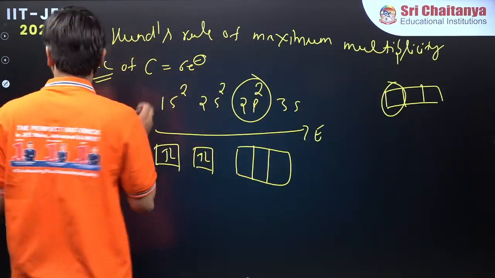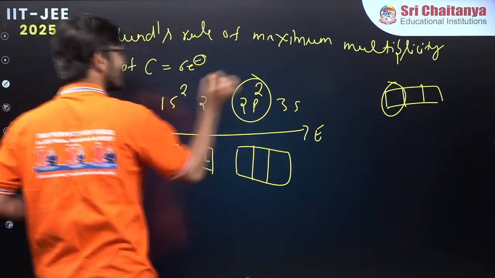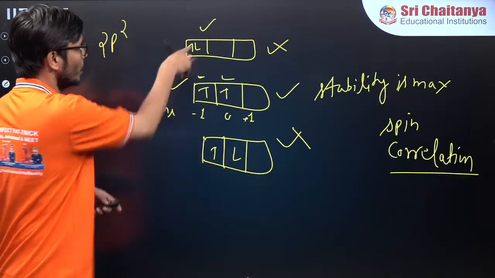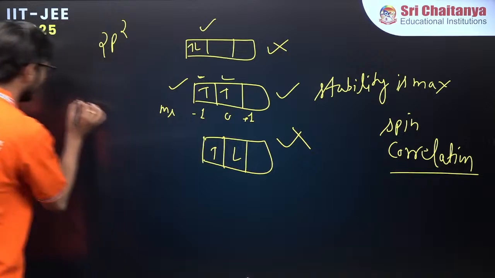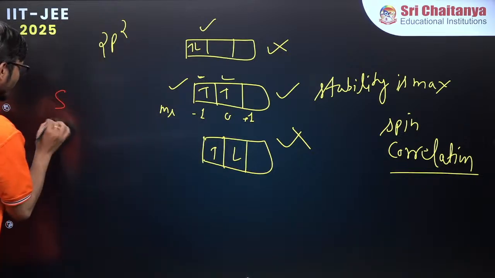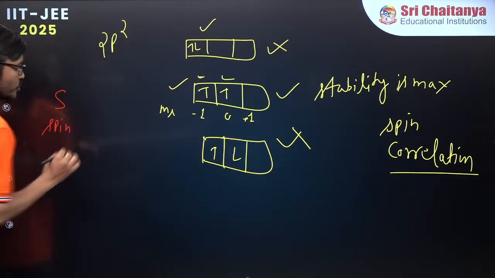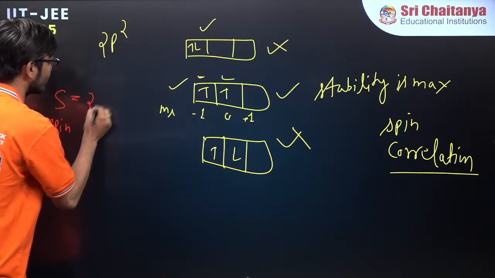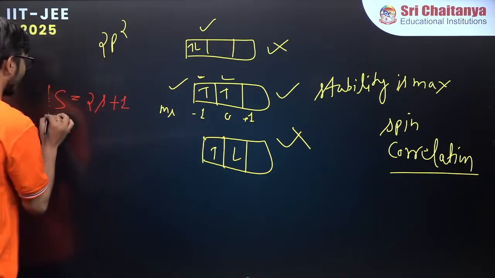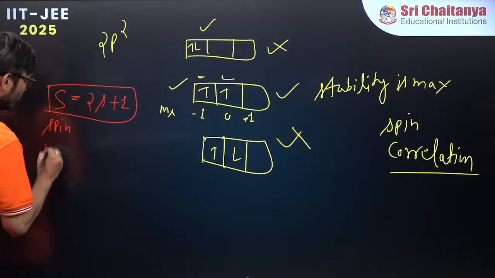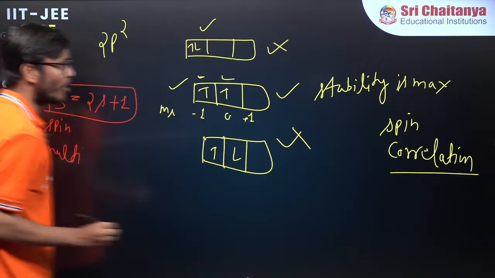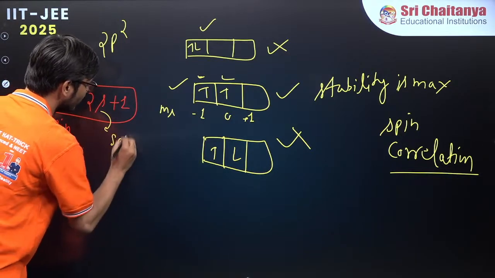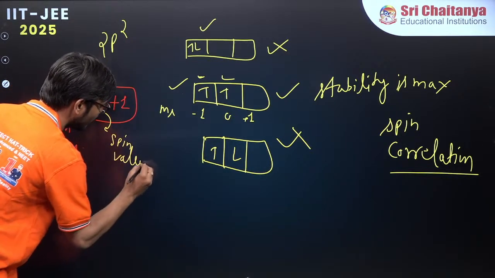Sir, you told maximum multiplicity. Can you explain to me what is maximum multiplicity? Yes, I can. Look into this. So what is spin multiplicity? This is capital S. This is called spin multiplicity. Spin multiplicity is the multiple of spin. The formula for spin multiplicity, beta ji, is S = 2s + 1. Capital S is spin multiplicity. Small s is called spin value.